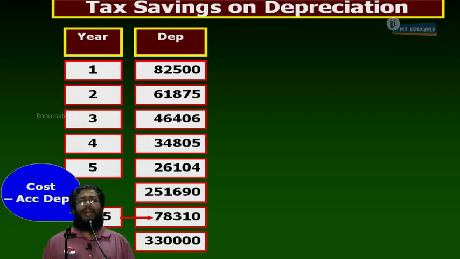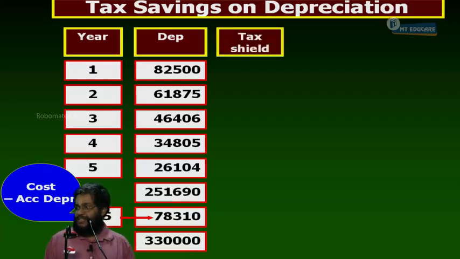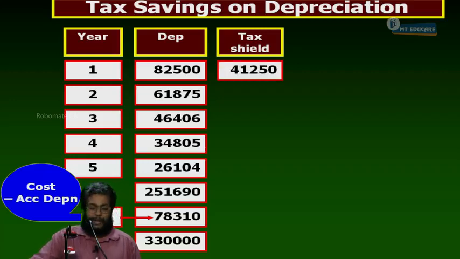No. Why are you writing all this? To enjoy the tax shield or not? Next. Tax savings. Tax shield. What is the tax rate? 50%. When I debit 82,500, how much tax can I save? 50%. 41,250. Tax shield first year 41,250.